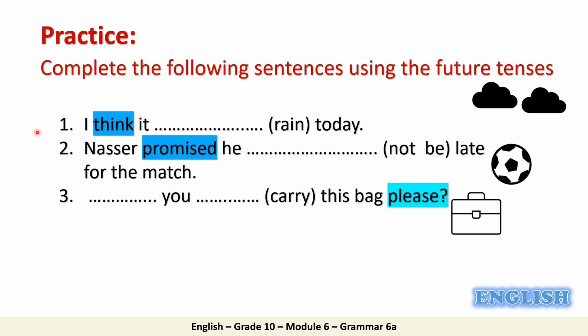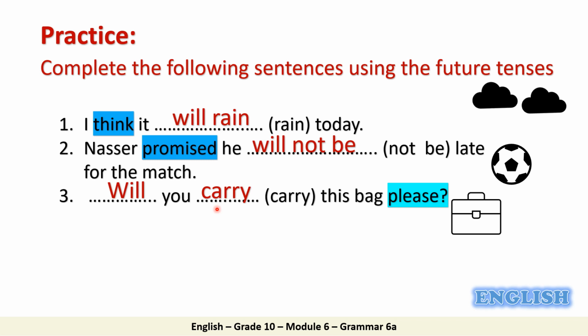Now let's check your answers. Number 1, I think it will rain today. We use "think" here, so what do we need? Yes, will rain. Well done, everyone. How about the next one? Nasser promised he will not be late for the match. It's a negative form, so what do we need to write? Will not be. Excellent job. And finally, there is a question here, so we will start with will.